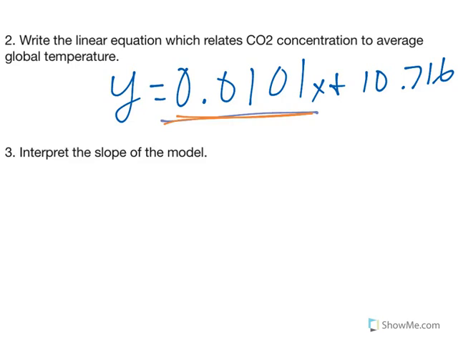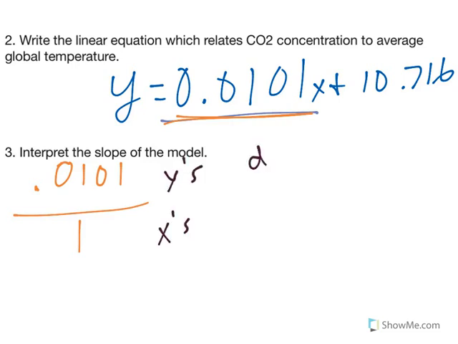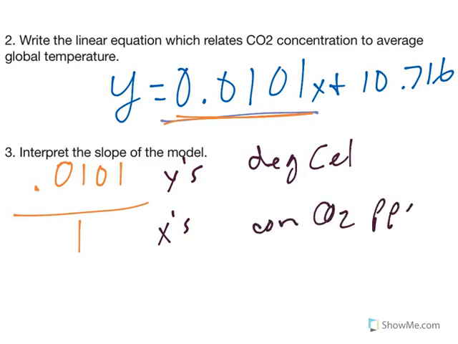So let's interpret this slope. I mean, why wouldn't we? What else are we going to do? We're having a good time. So again, Y's are on top, X's on the bottom. The Y's are the degrees in Celsius. The X's are the concentration of CO2 in parts per million. And it's positive, so it's increasing. So your degrees Celsius is increasing by 0.0101 for every 1 part per million of CO2 concentration.